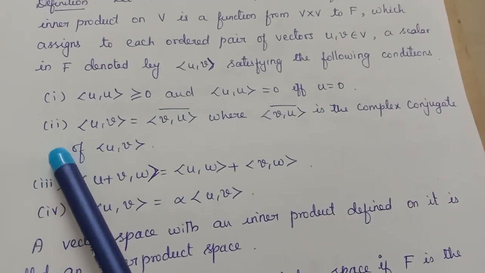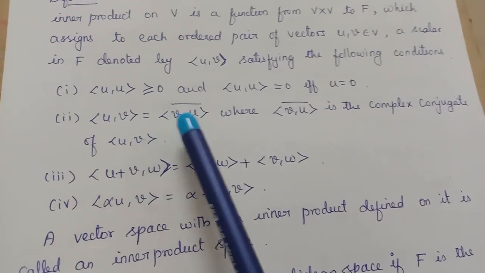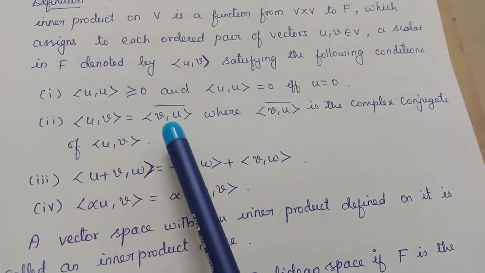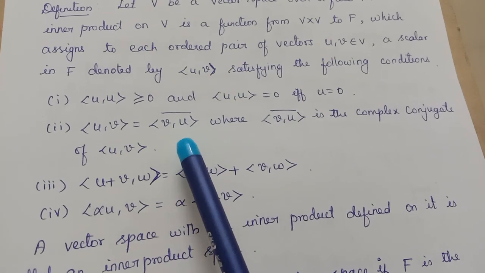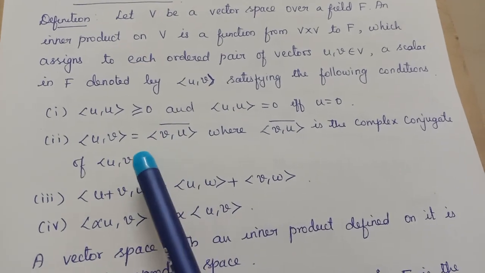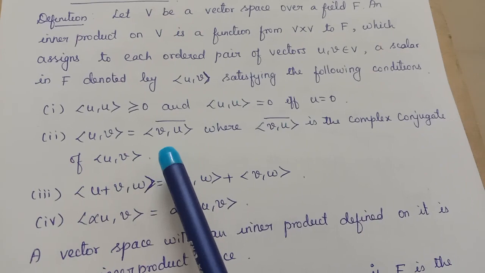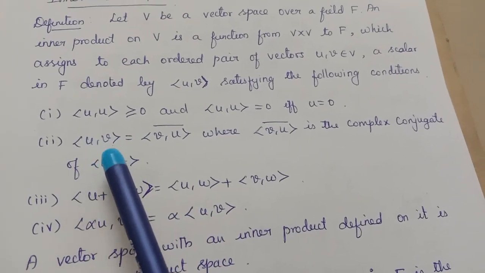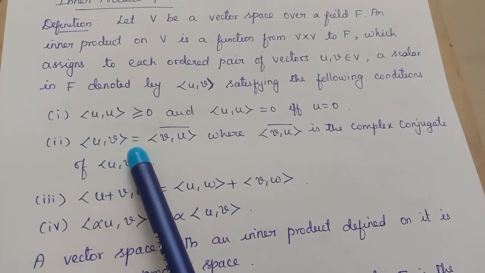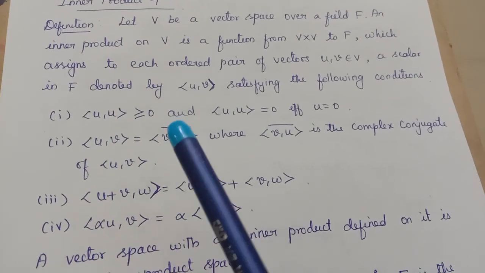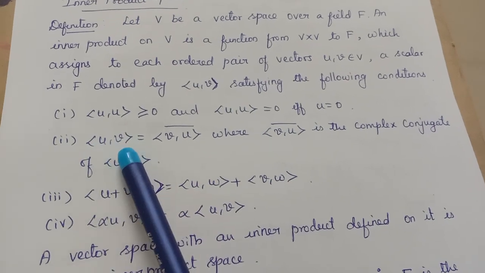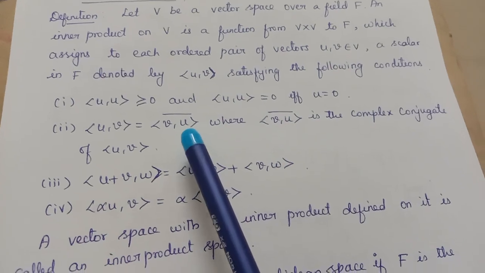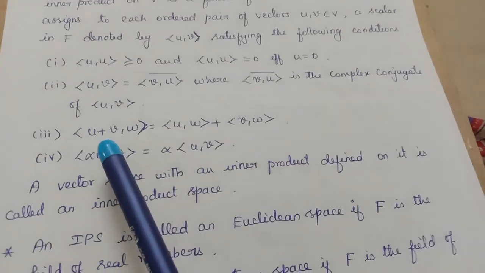Then the second one is inner product of (u, v) equal to inner product of (v, u) conjugate. Now let's talk about real numbers, then we'll come to complex numbers. In real numbers, the multiplication is commutative, that is a times b equal to b times a. The same way here, in case of real numbers, inner product of (u, v) equal to inner product of (v, u). But when you talk about complex numbers, inner product of (u, v) equal to the complex conjugate of inner product of (v, u).